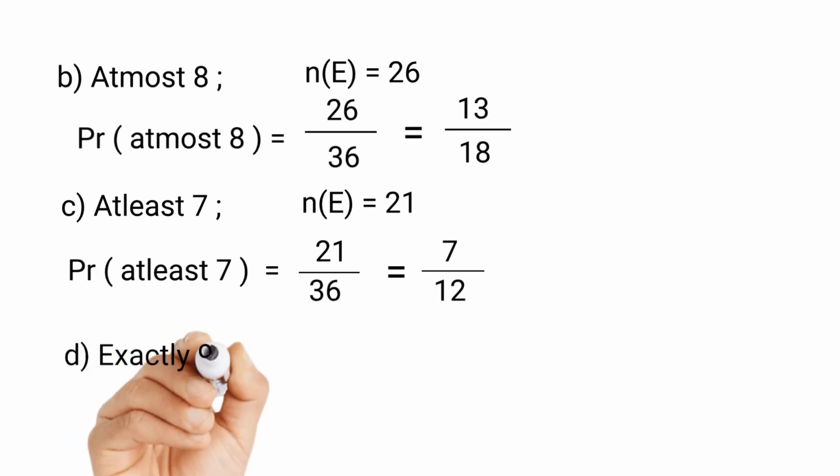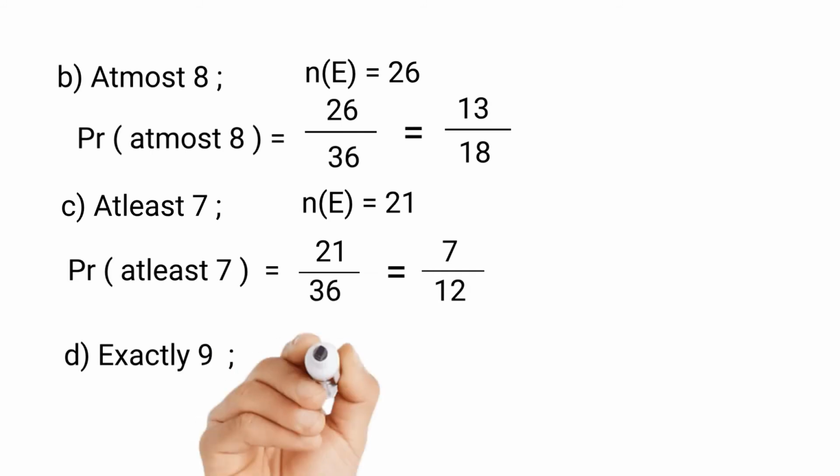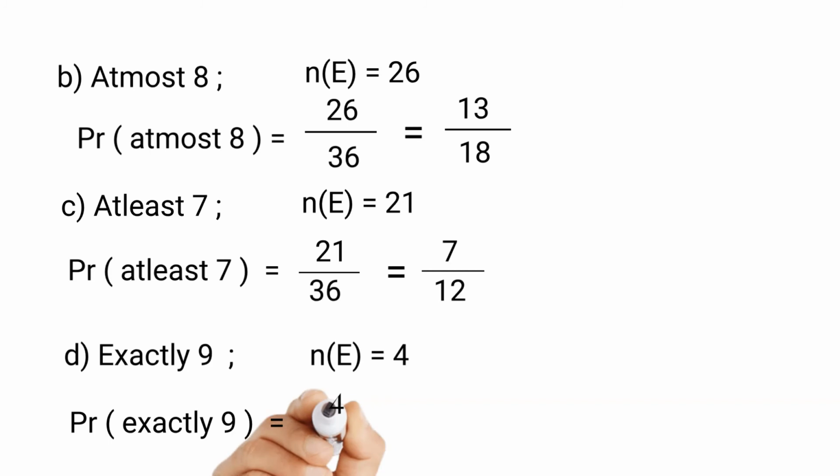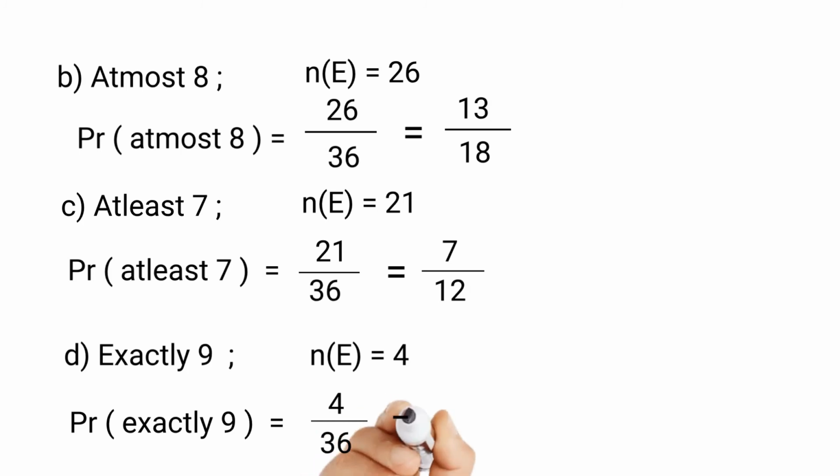D part of the question, exactly 9 simply means count all the 9s. There are 4 of them in the table. All right. So the probability of exactly 9 will now be 4 over 36. When you break it down, we have 1 over 9. All right.